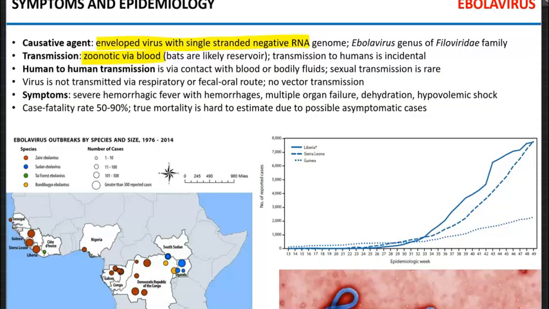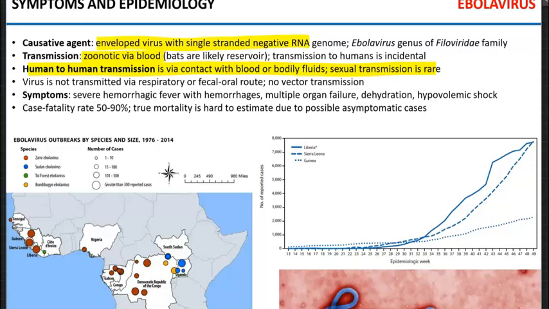The main idea is that the reservoir, the animals that carry that virus, are bats, but it has never been confirmed. Okay? Humans to humans, it is transmitted with contact with bodily fluids, such as vomitus or urine or sweat or feces, okay? There are recorded cases of sexual transmission.